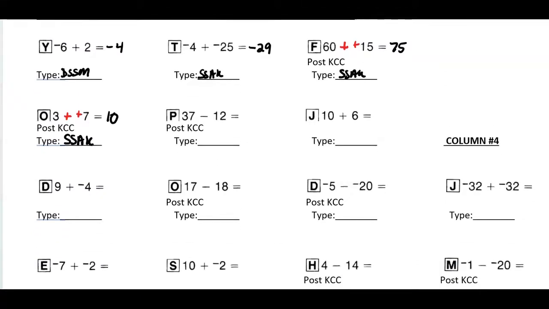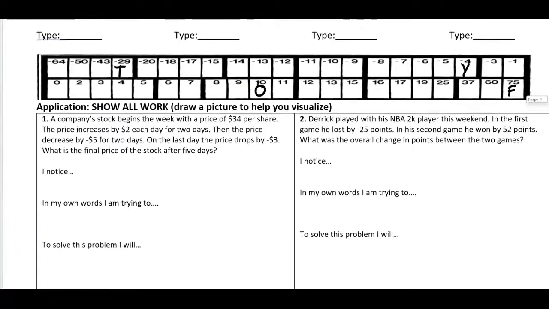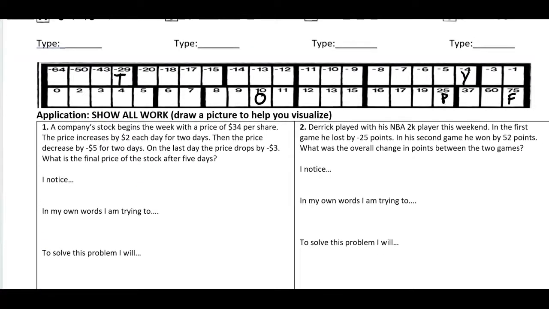Next one, 37 minus 12. Now, both of those are positive numbers, but just for our sake of practicing, I keep, change, change. Keep 37, change that to plus. It's negative 12, excuse me. So DSSM. And that gives me more positives than I have negatives, so I just subtract. It gives me 25. So I'm looking for 25 on the back and putting P.